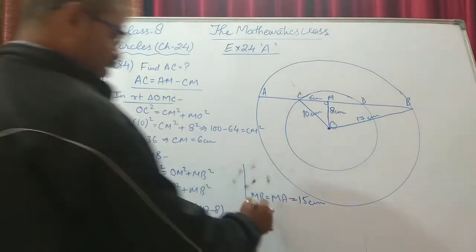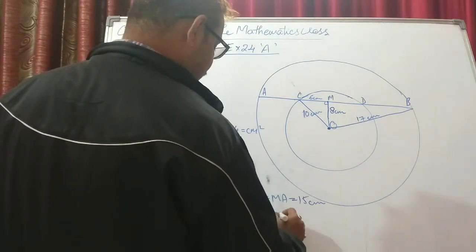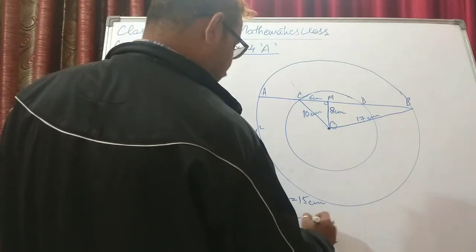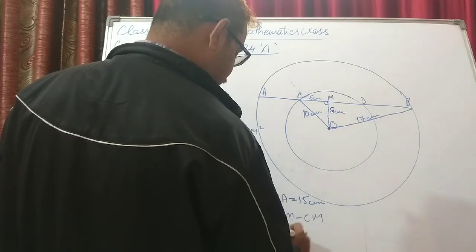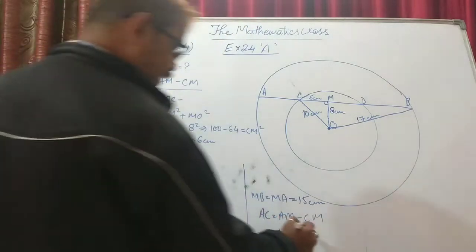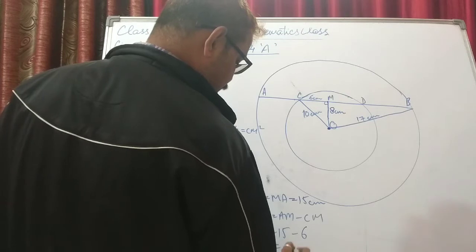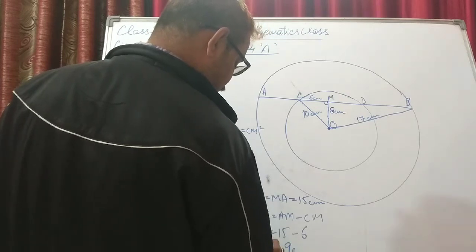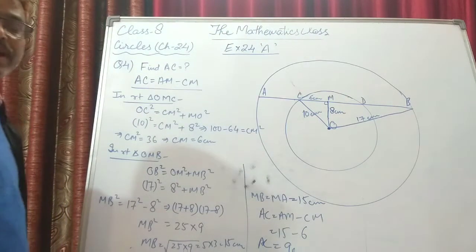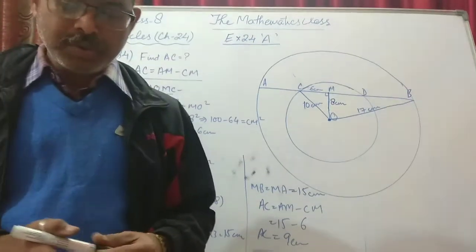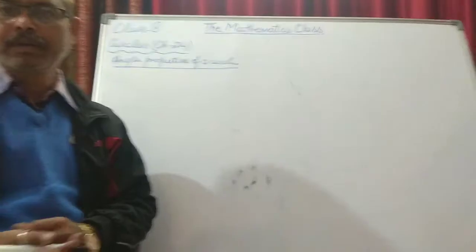Now we can say AC. AC is AM minus CM. AM is 15 and CM we calculated 6 centimeters. So AC is 9 centimeters. That is the final value. Now we move on to the next question.